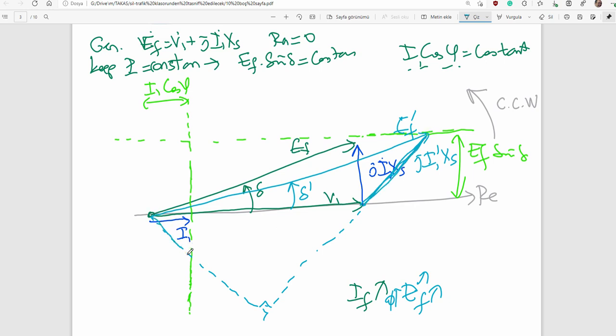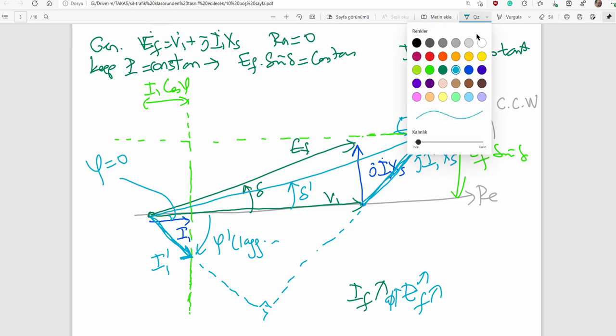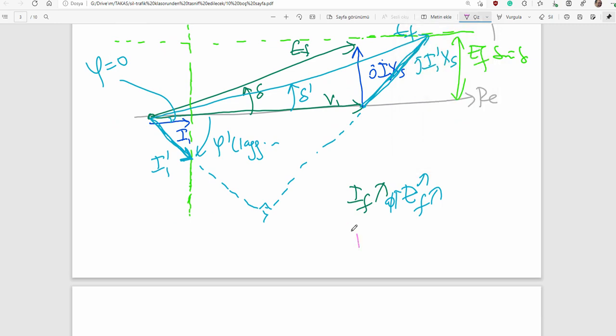And again, current vector must be on this asymptotic line, which is I1 prime, and here you see phi prime. Here you see phi was 0, and now it is lagging. Houston, it is lagging. And then apply under excitation, flux will decrease, EF will decrease.